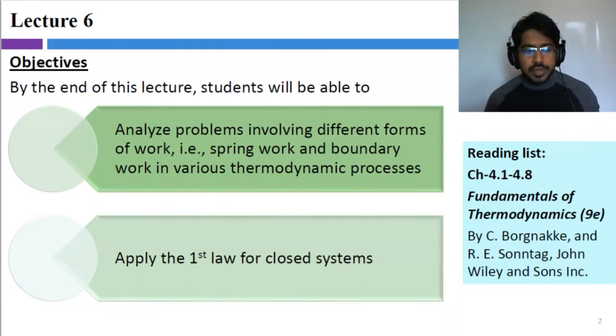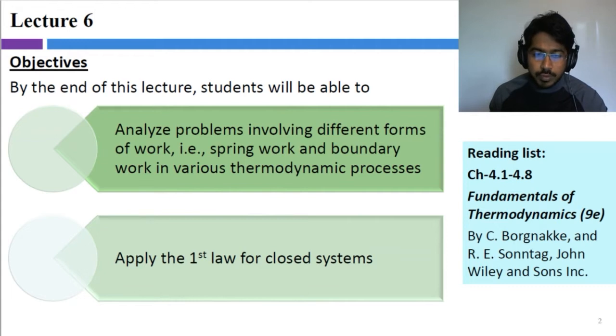Also, by the end of today's lecture, you will be able to apply the first law for closed systems. Now you see the importance of the definitions we learned at the beginning of this course, like closed systems. What is a closed system? A system in which mass cannot cross the boundary, but energy can. If you are interested in further reading, go through chapter 4.1 to 4.8 in the recommended text.